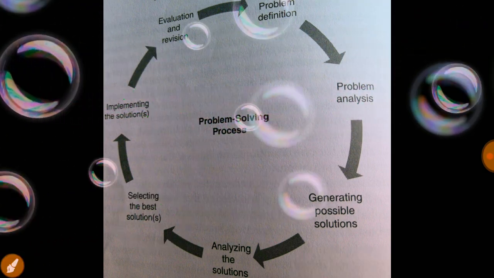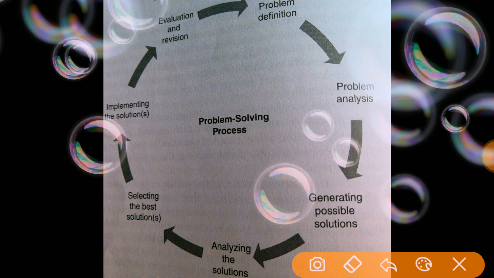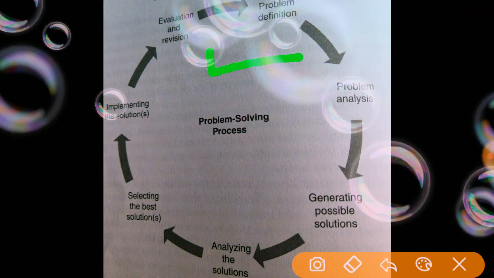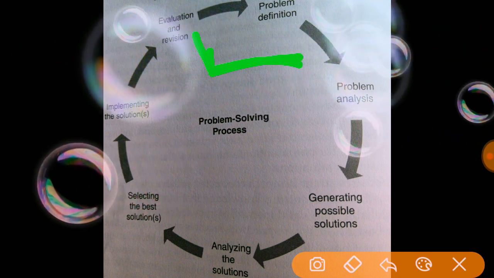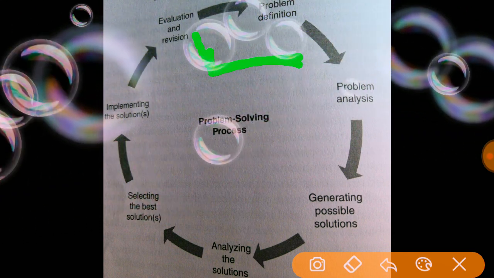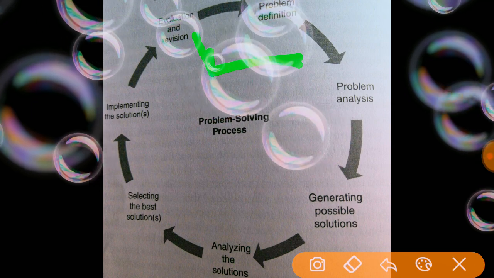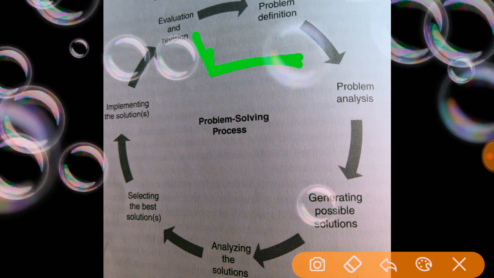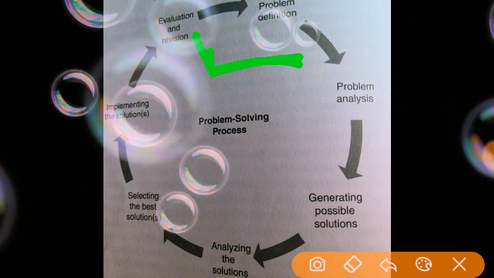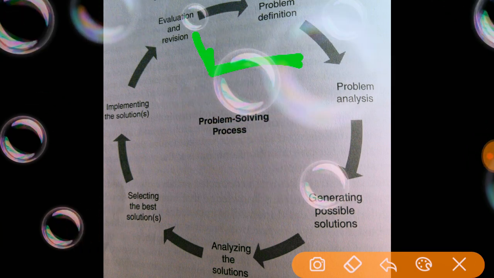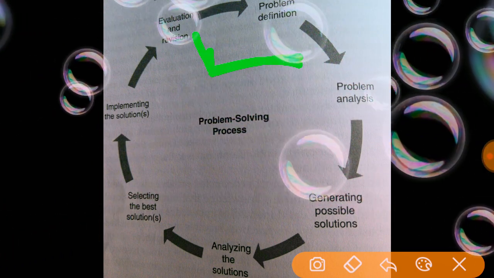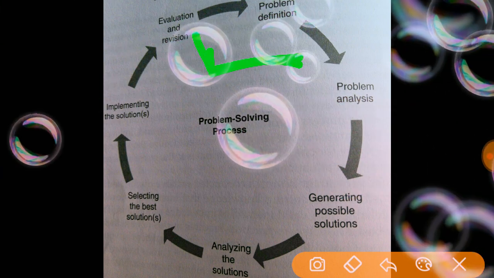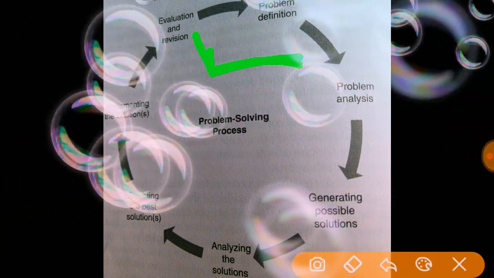And the last and final step is evaluation and revision. This is the final stage of the problem solving process, where after the implementation of the most potential solution, the evaluation is made to judge the effectiveness of the solution in resolving the problem. This stage also helps to revise the problem solving process in case the initial solution fails to manage the problem effectively.